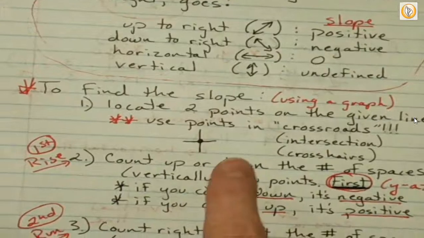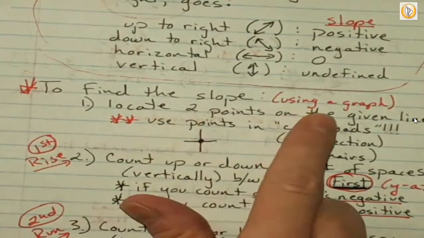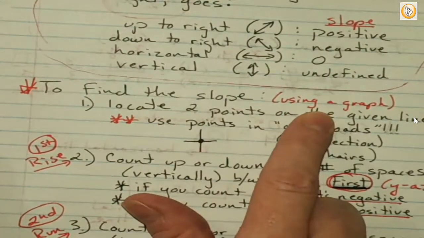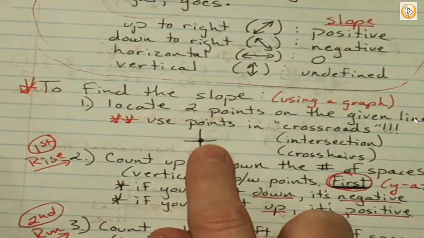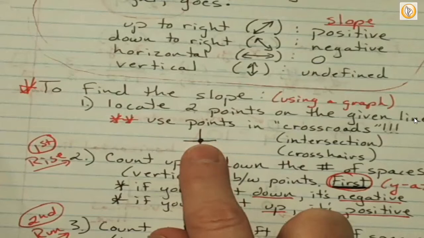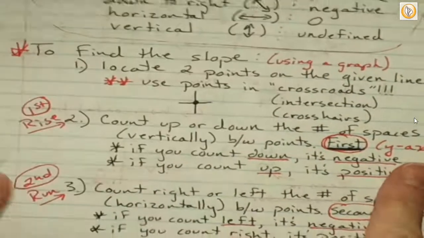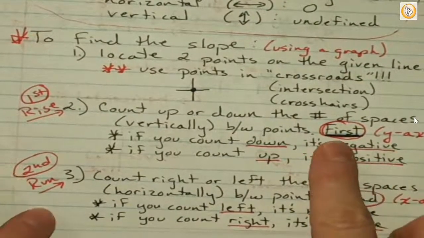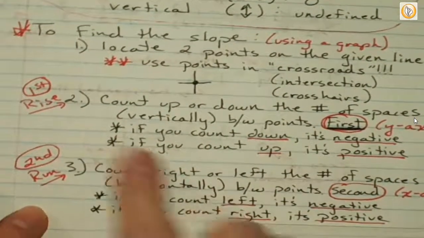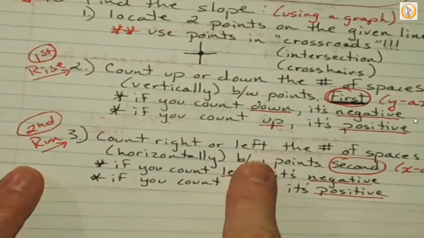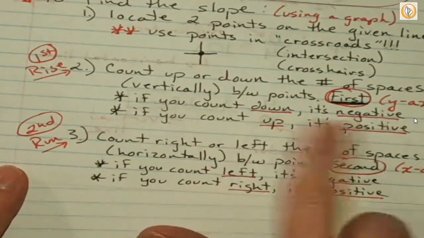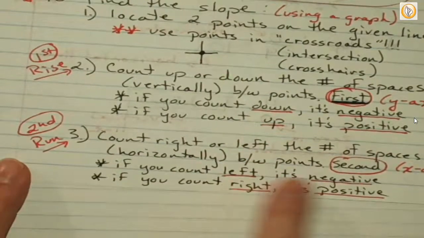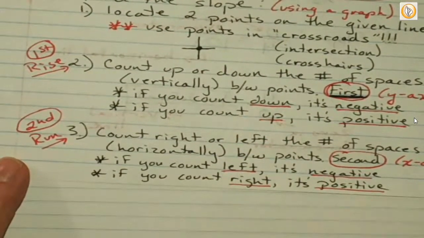Look, if you're trying to find the slope using a graph, like if they gave you the graph and you have to find the slope, you're going to find 2 points, 2 or more points on the line. Make sure that they're in that intersection. You count up first. That's going to be your rise. And you go left or right second. Down is negative, up is positive, left is negative, right is positive.